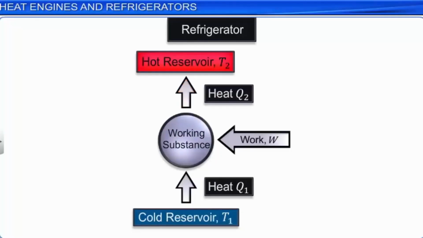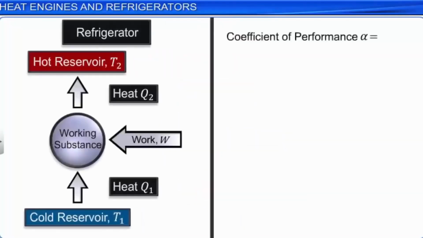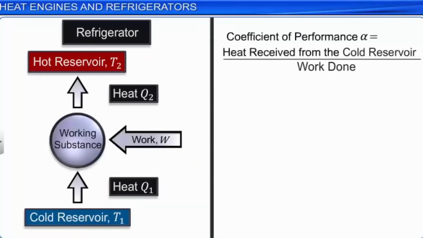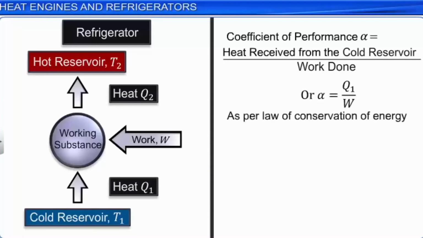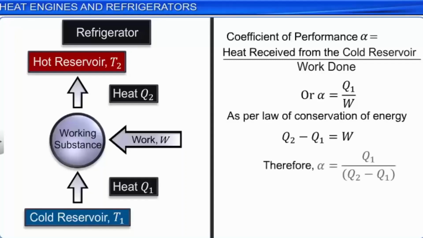The coefficient of performance alpha of a refrigerator is defined as the ratio of heat taken from the cold reservoir to the work done. Alpha is equal to Q1 by W. But as per the law of conservation of energy, Q2 minus Q1 is equal to W. Therefore, alpha is equal to Q1 by Q2 minus Q1.